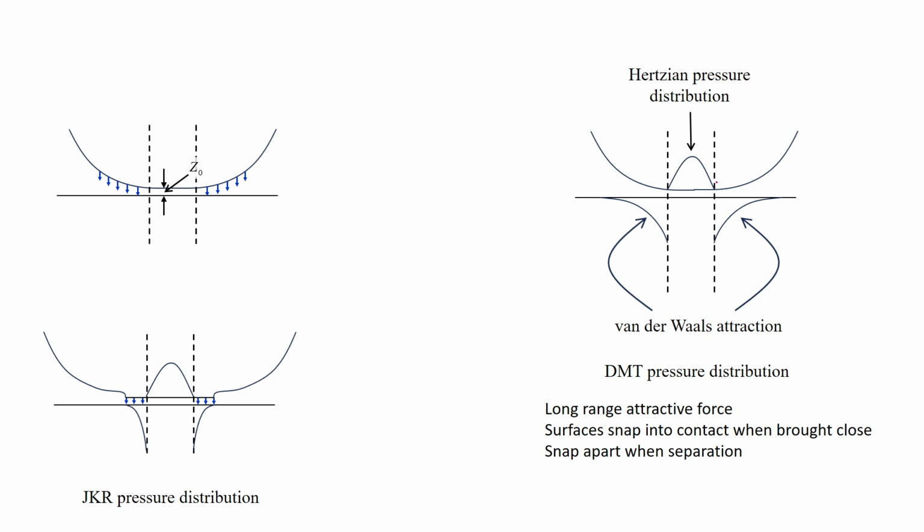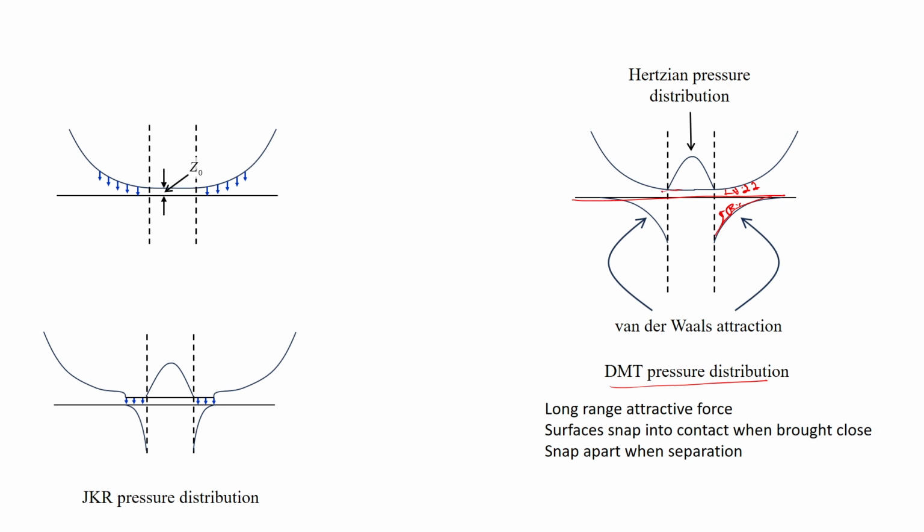In Hertzian mechanics only this exists, where the pressure distribution is positive. On the negative side is the Van der Waals interaction. That is the DMT pressure distribution, which is attractive towards the flat surface. This portion feels attractive like this, so this force is attractive like that. And this is the contact area, and this Z0 is the minimum distance that is attained.